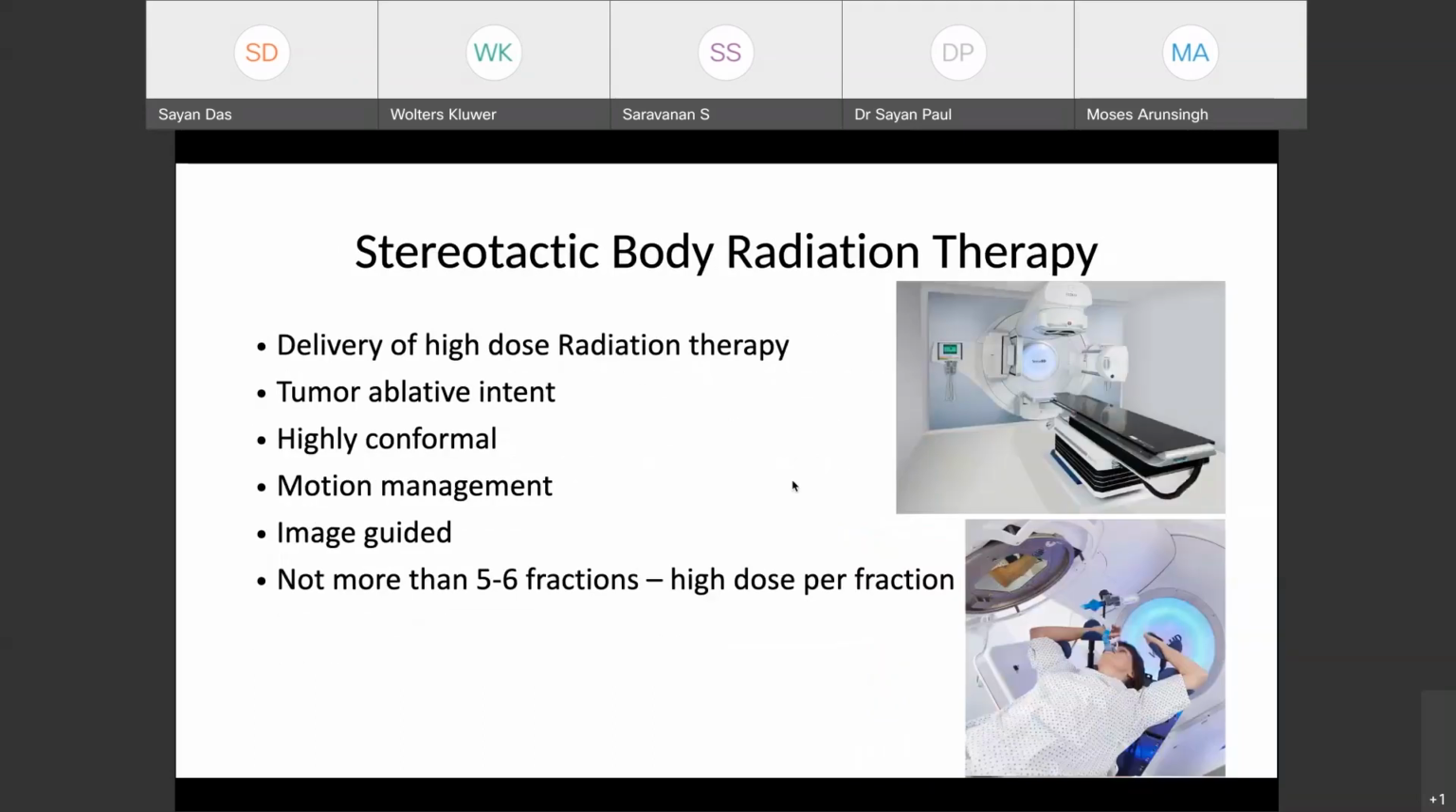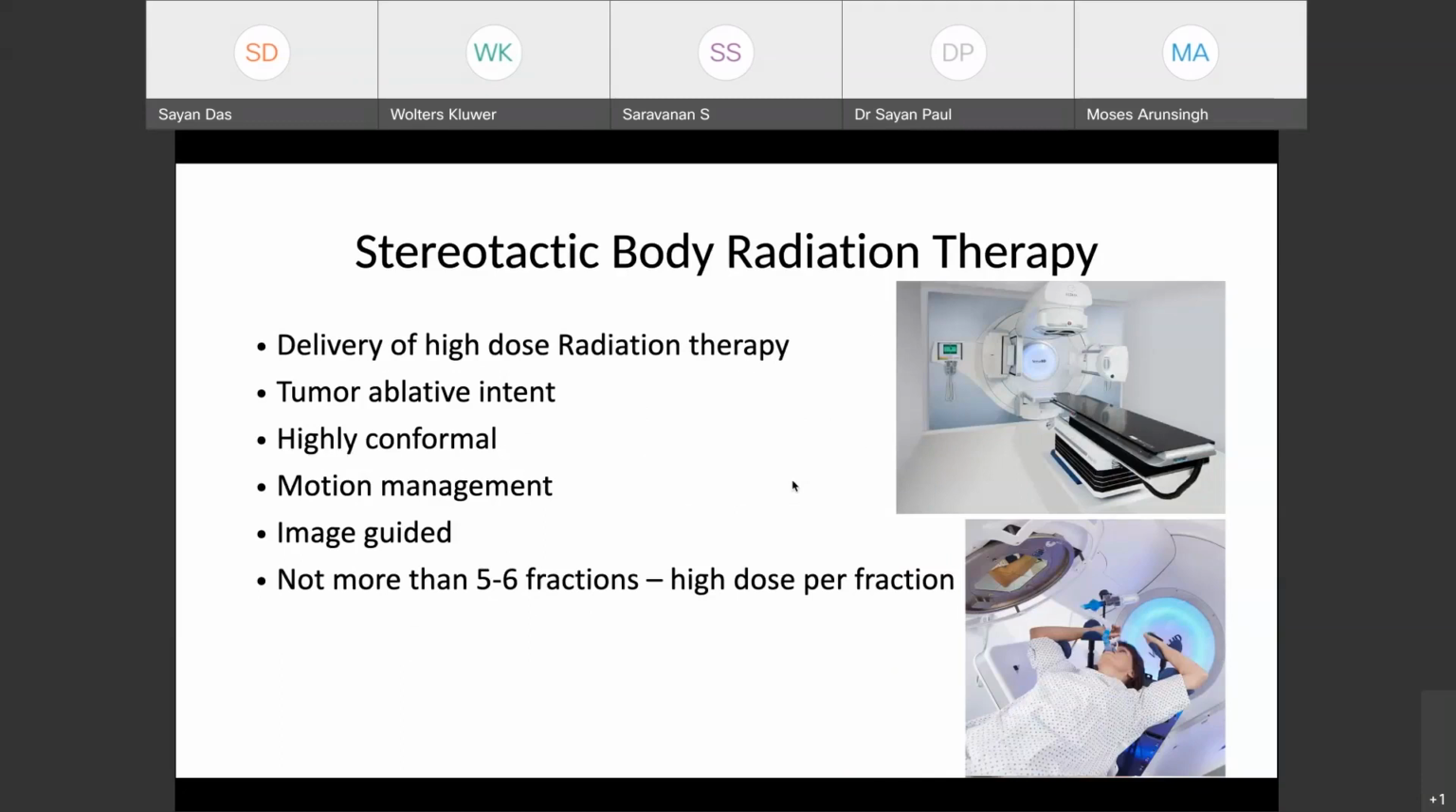Just a few words about what SBRT actually is. I think most of the participants are well aware, where we deliver very high doses of radiotherapy with an ablative intent. Because we're delivering high doses, it has to be highly conformal. We need to take care of motion. Image guidance is a must, and it is usually not more than 5 to 6 fractions, which means it's high dose per fraction radiotherapy.